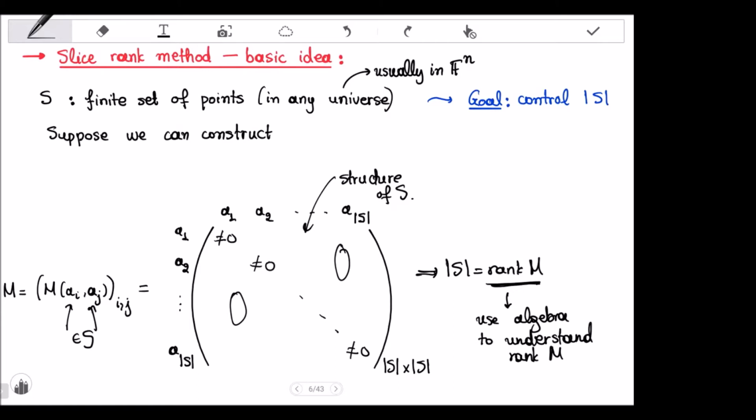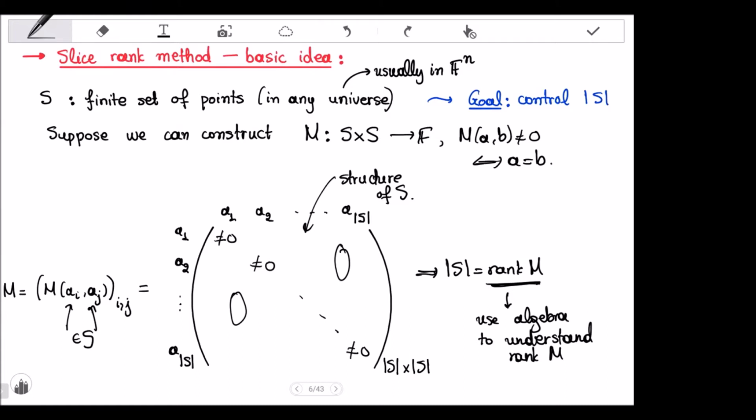So the point is that you need to construct for this a map. M takes all pairs of S, 2 elements of a field F. And the property should be that the 2 inputs are being sent to non-zero things if and only if they are on the diagonal. Okay. So the point is that if the structure of S has to do with pairs of points in S, yes, it is possible perhaps to create such a matrix because the structure has to do with pairs.